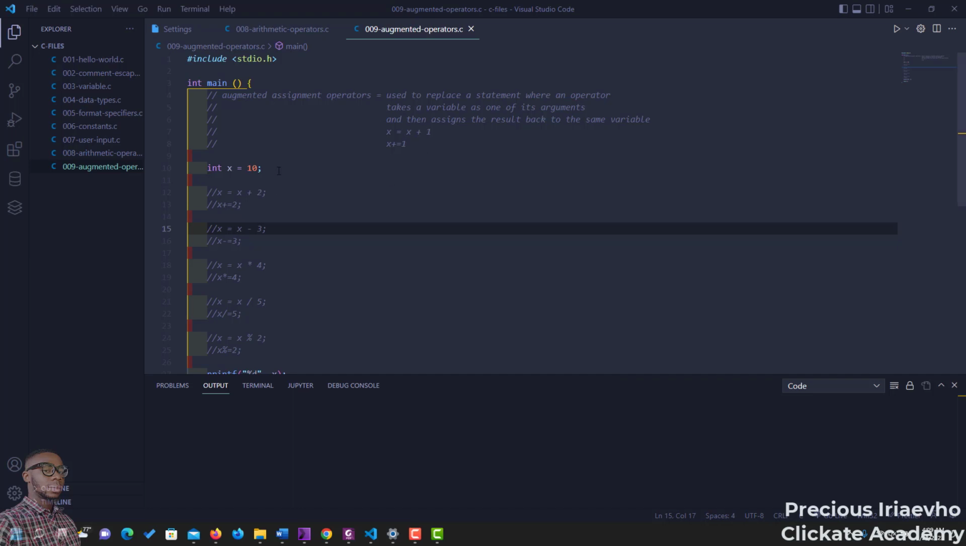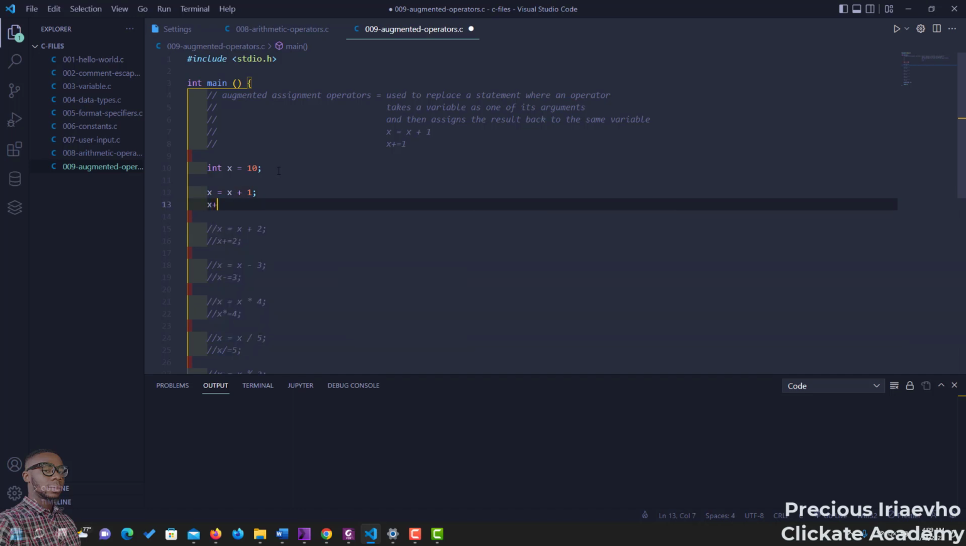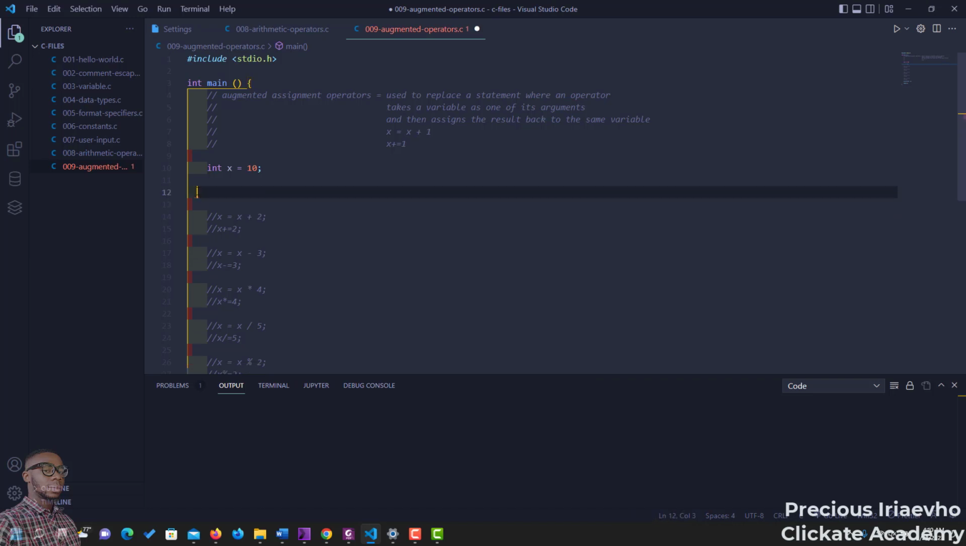So if you remember in the last video, we could do this. We told you if you have x is equal to x plus 1, you can actually do it like this, x plus plus. But that's when you're incrementing by a value of 1. What if you're incrementing by a value of 2? So maybe you want x plus 2. There is nothing like x plus plus plus. So this brings us to the augmented assignment operators that makes it easy for you to do this.